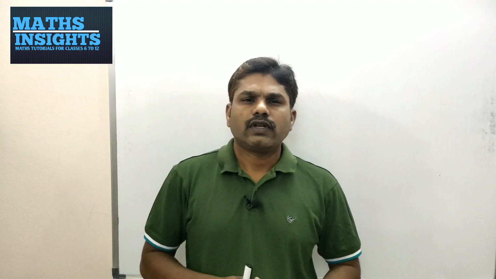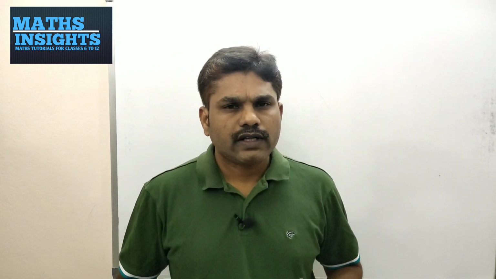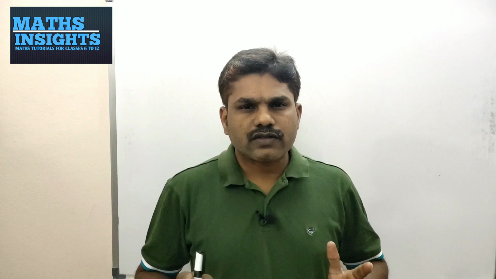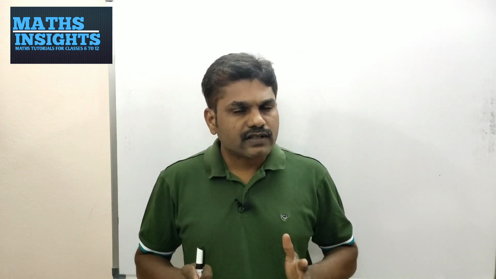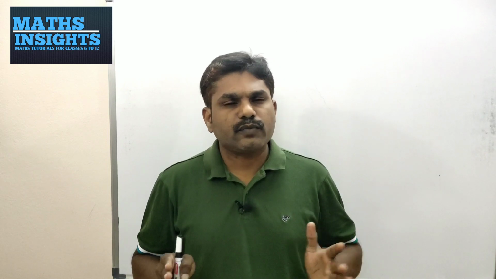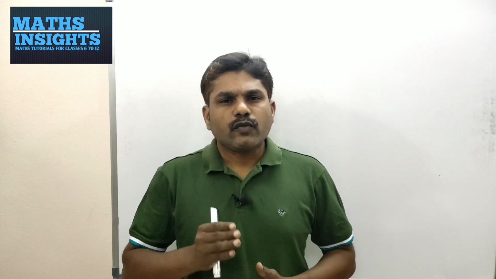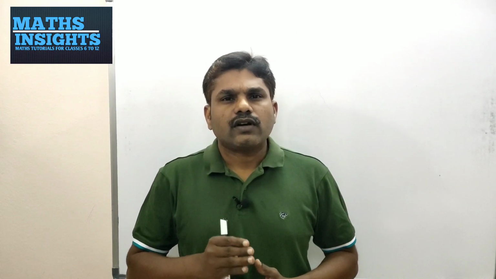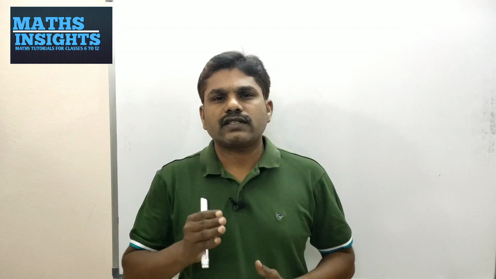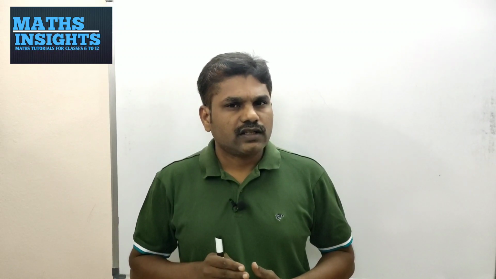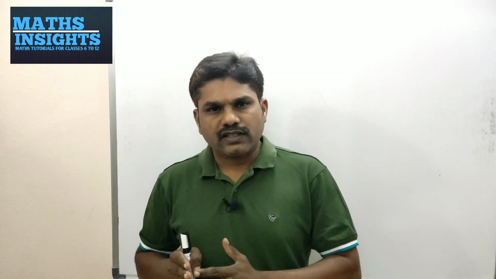All of you know there are 6 trigonometric ratios called sine, cos, tangent, cosecant, secant and cotangent, simply called cot. Now I am going to discuss what is sine 180 plus theta, what is sine 180 minus theta, and what is sine 90 plus theta, 90 minus theta.